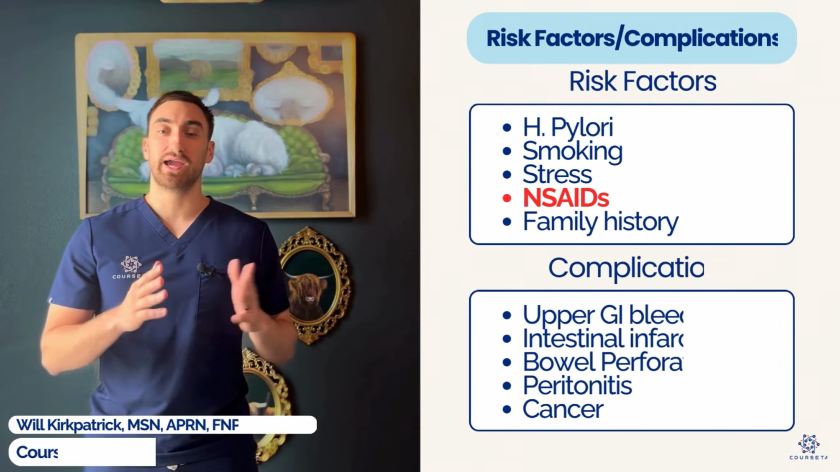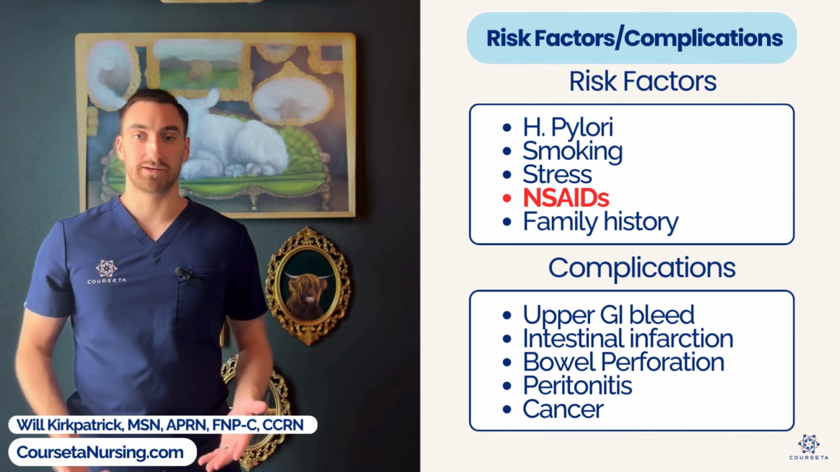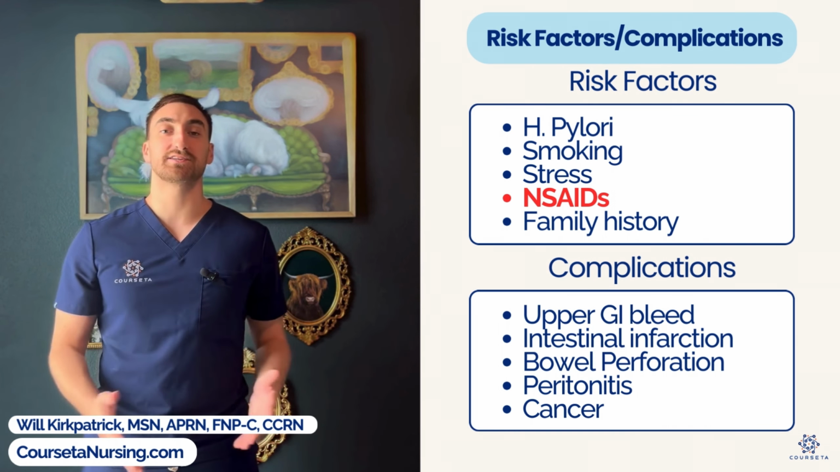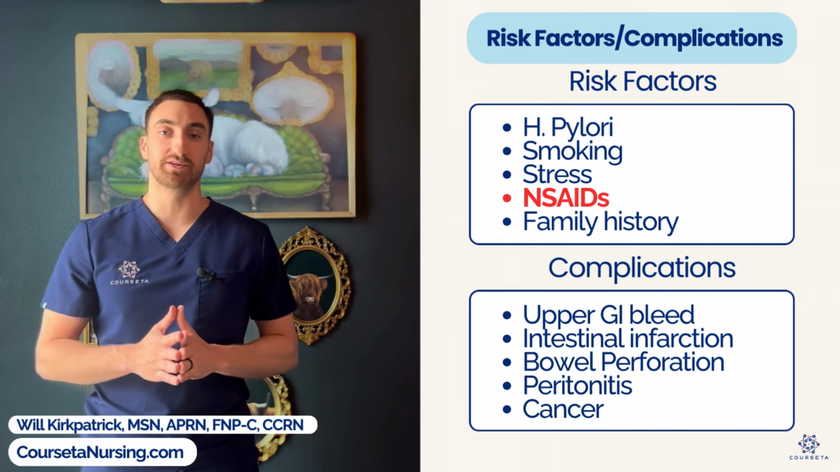So we talked about how H. pylori is the most common reason why we have peptic ulcer disease in the first place. It's a bacteria, it's a toxin to that inner lining of the stomach and the GI system, so it causes all those issues we mentioned earlier.